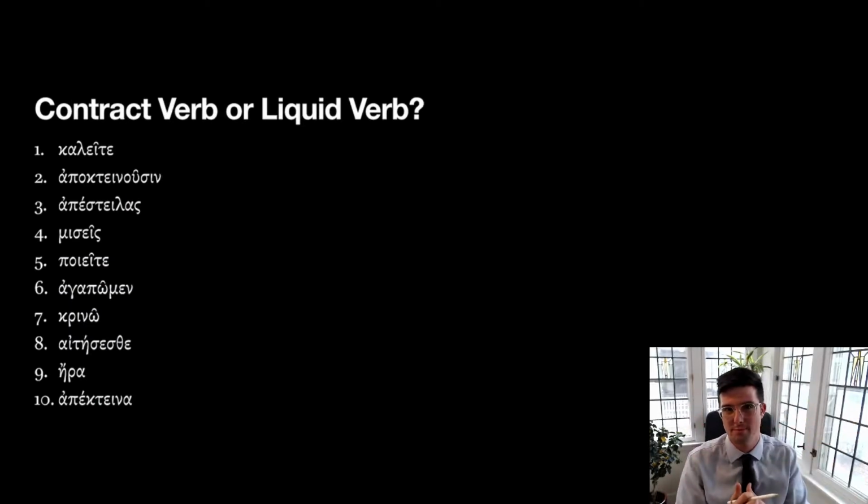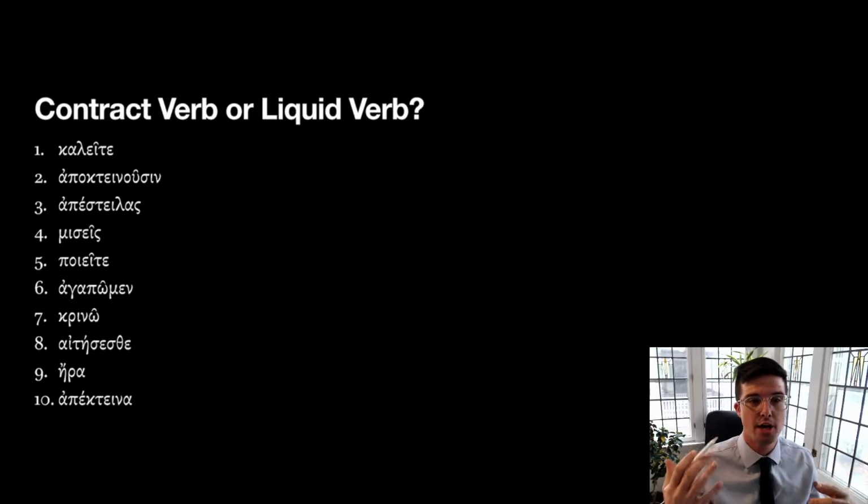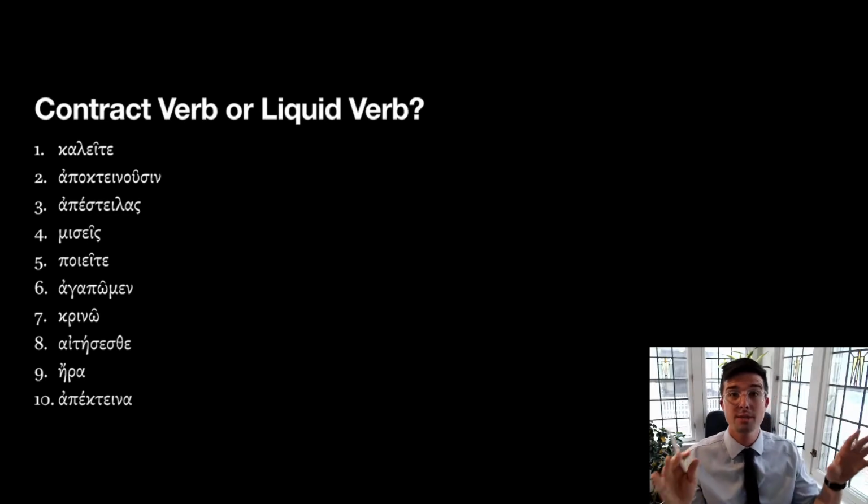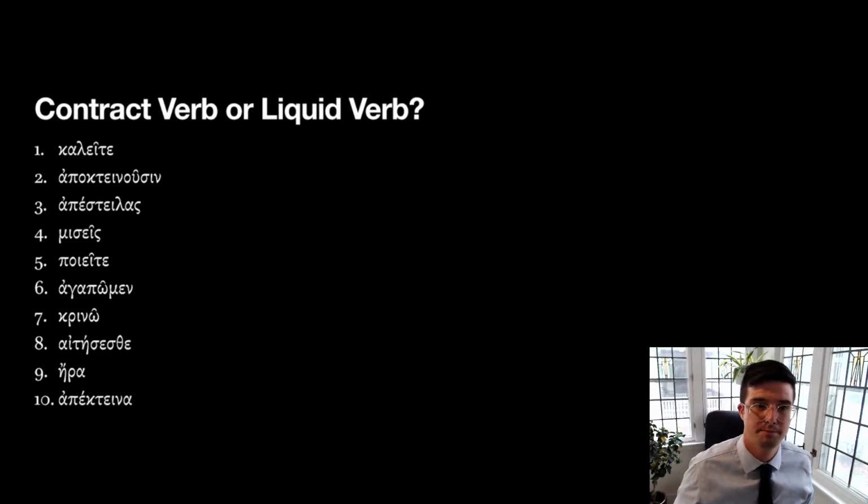And so the next thing I want you to do is we're going to get our hands dirty with some Greek, with some contract verbs and liquid verbs. What I want you to do is just on your whiteboard, write contract with it underlined, write liquid with it underlined, and then write the numbers of those in this list that are contract verbs, and then write the numbers of those that are liquid verbs in the sentence. And so there are going to be one or the other. There's not going to be any third category here. These are either a contract verb or a liquid verb.